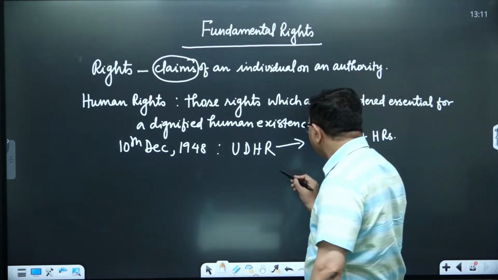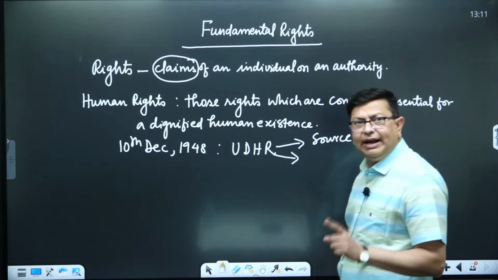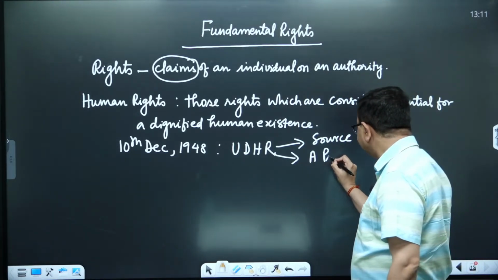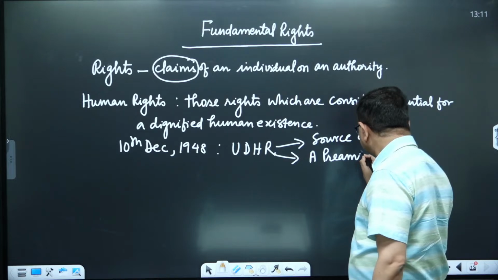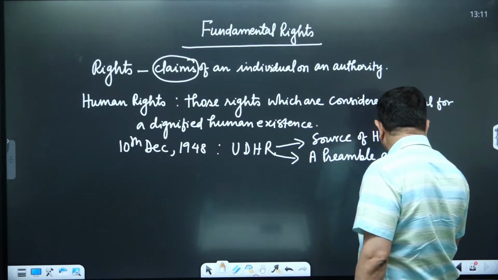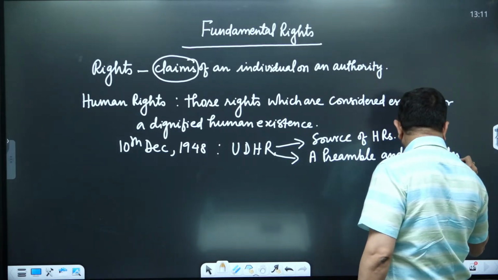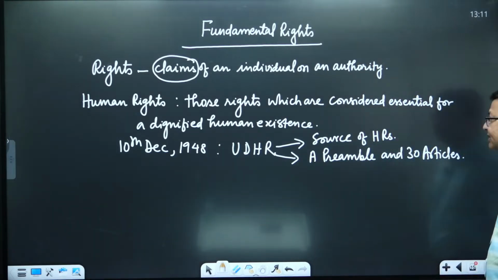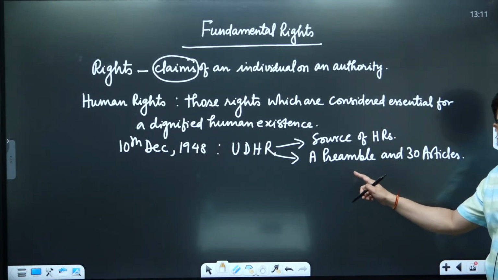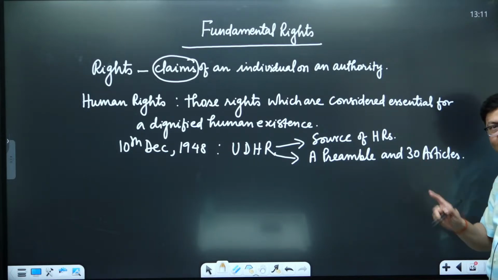Then the UDHR consists of a preamble and 30 articles. So there is a preamble of the Universal Declaration of Human Rights and we have got 30 articles.